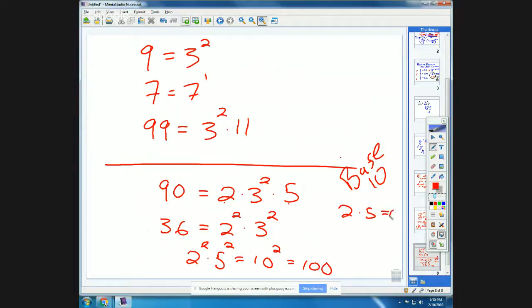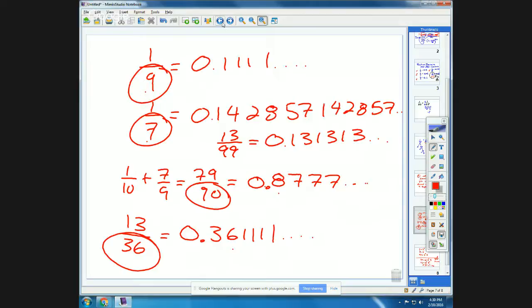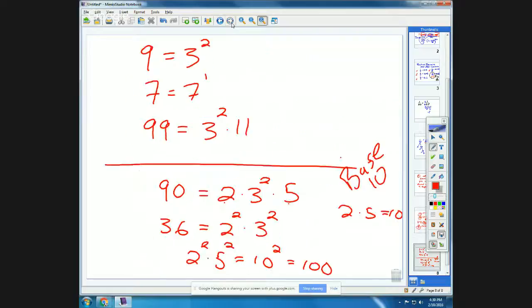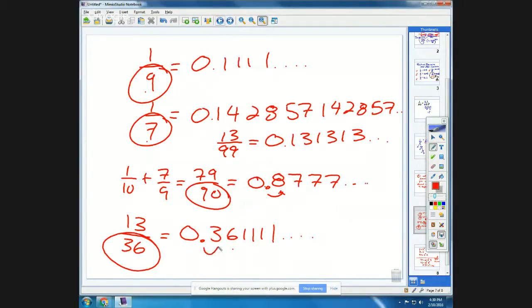Okay. So when 90 was my denominator, how long did it take to repeat? 1 place. And with 2 squared as a factor in the denominator, how long did it take to repeat? 2. You start to see a pattern now? Okay. So I'm going to give you another fraction, and without plugging it into the calculator, I want you to guess how long it's going to take to repeat.